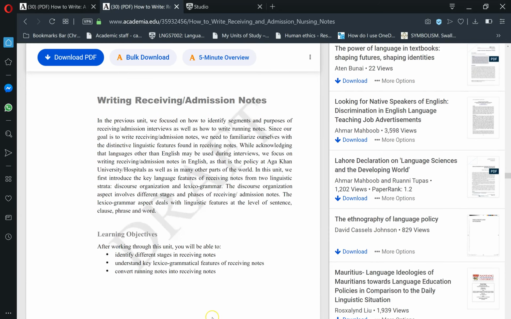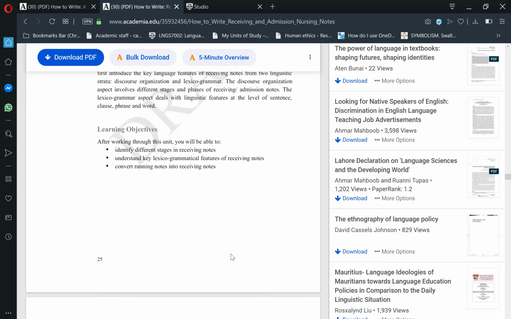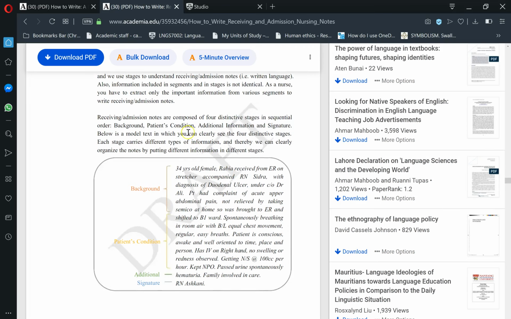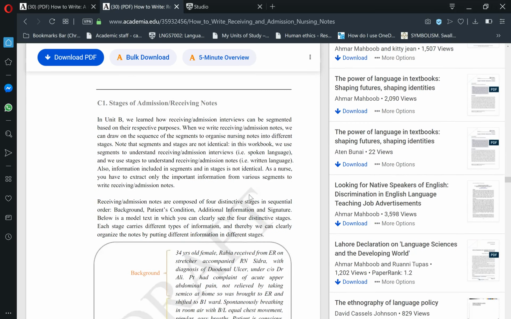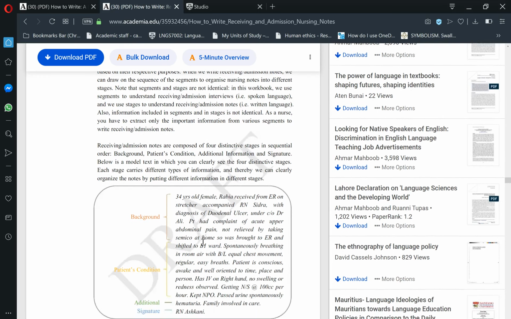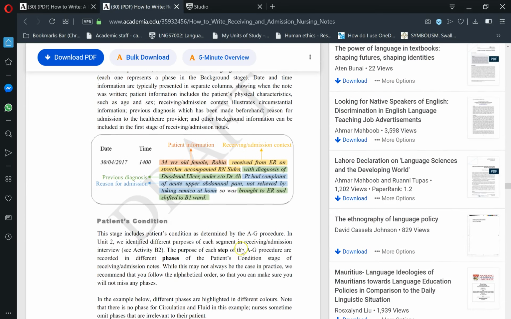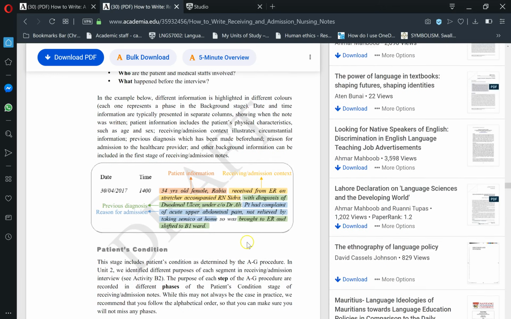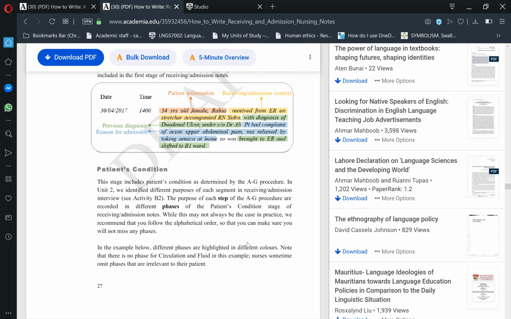And then once they've built the field knowledge around receiving admissions notes, then they get into the actual how to do this. How does one write receiving admissions notes? And here we go. So these are the different stages in a receiving admissions note. And here we go, the different colors here indicate the different linguistic features that are required in each stage. So again, this is extremely similar to what was found in the How to Write a Literature Review for Project Development.